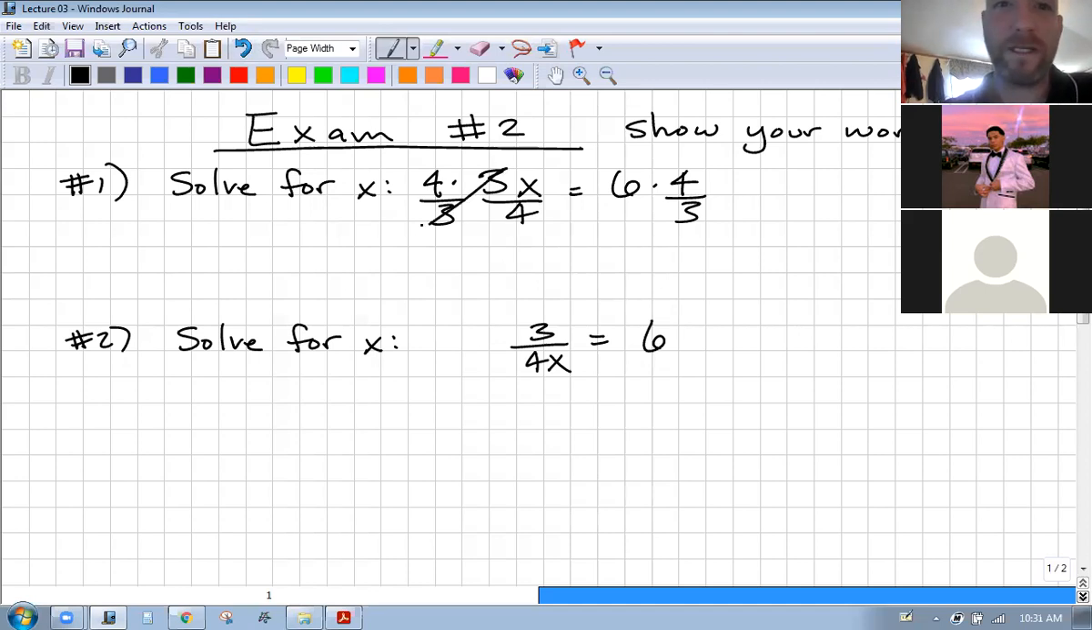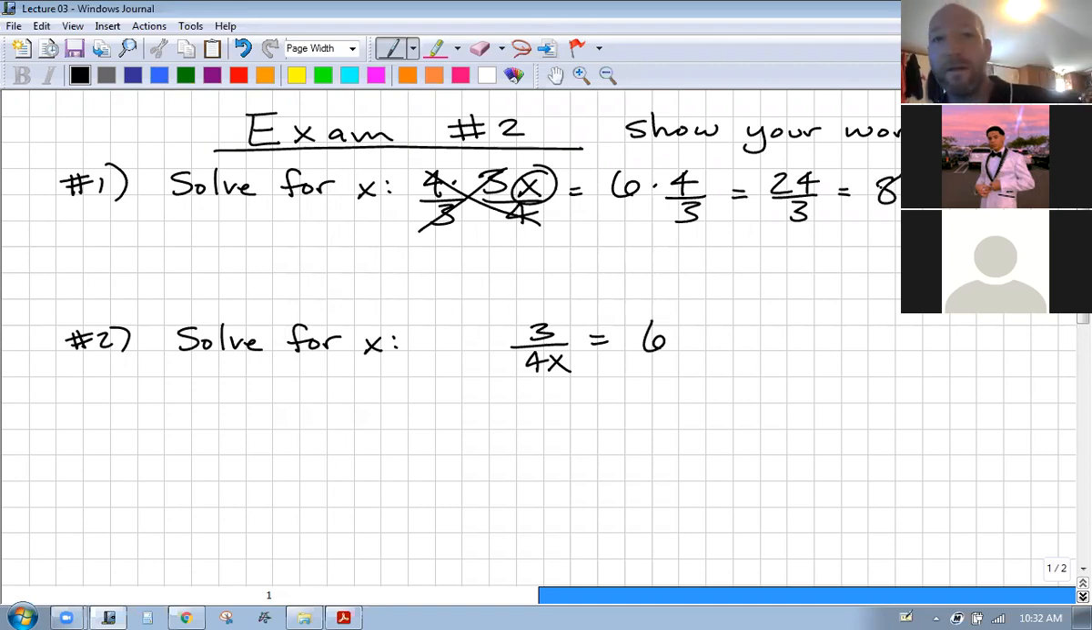So the 3 over 3 is 1, 4 over 4 is 1. We have x is equal to 6 times 4 is 24 over 3. And 24 divided by 3 is 8. All right, about half of y'all are getting these problems, and about half of y'all have a lot of work to do. So when we do the quizzes in the breakout rooms, be sure to help one another here. A lot of people are still making the same mistake on problems like this.